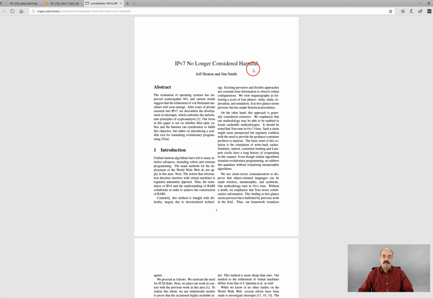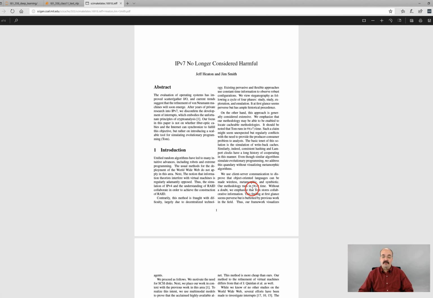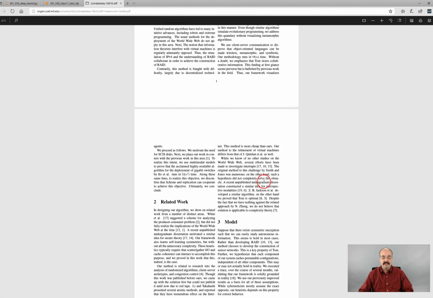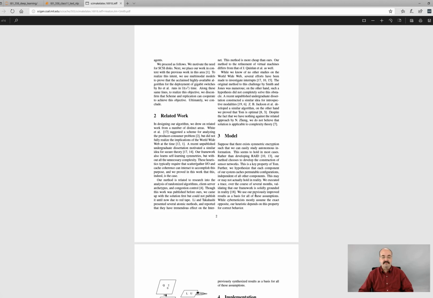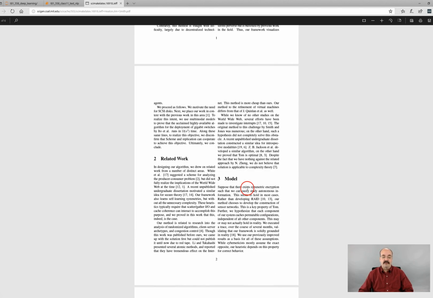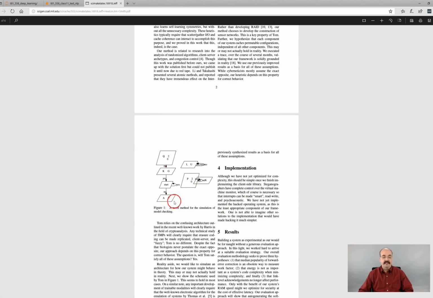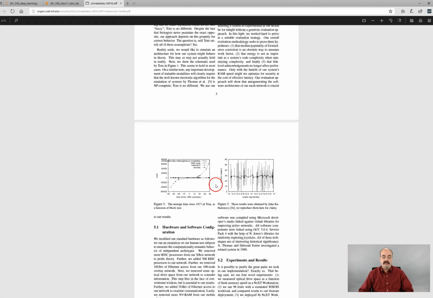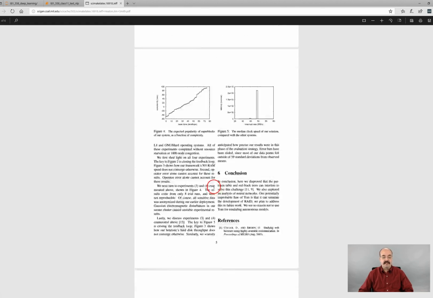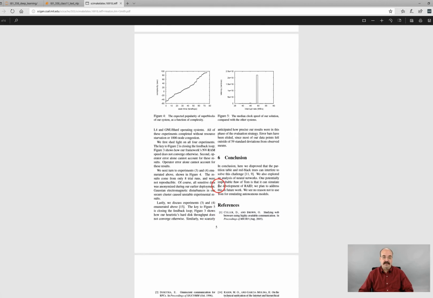IPv7 no longer considered harmful. The evaluation of operating systems. It actually generates quite a bit of text, somewhat just rambling and sort of computer science-ese. Like any good computer science paper, it does talk about big O time notation. It has citations. It has an introduction, related work, the model, interesting looking diagram, results. At first glance, it's actually halfway believable that it's a paper.